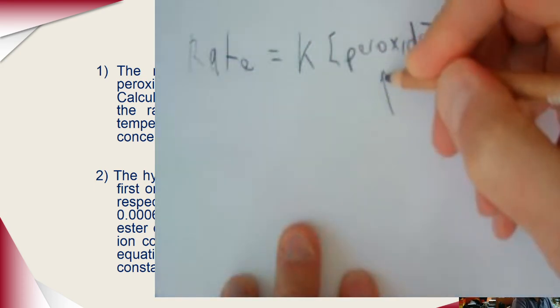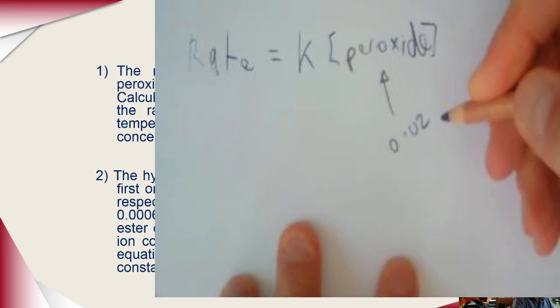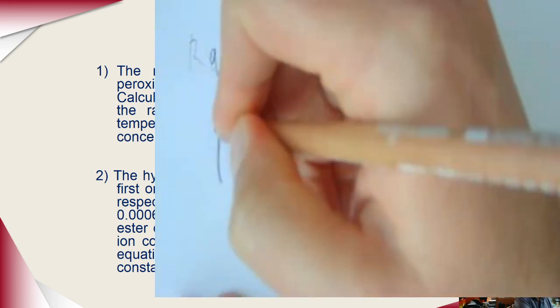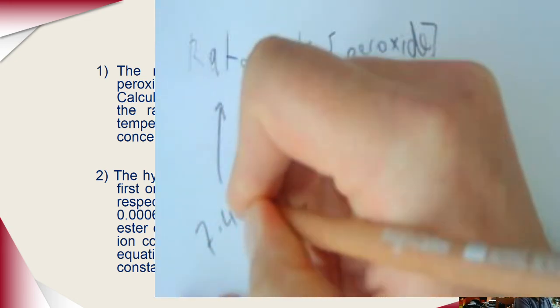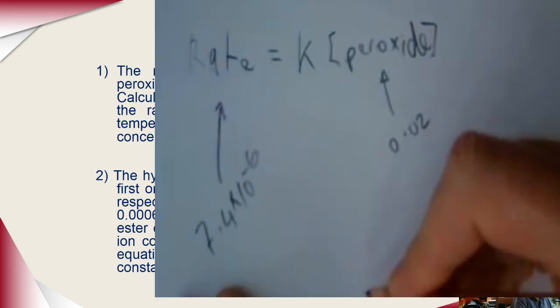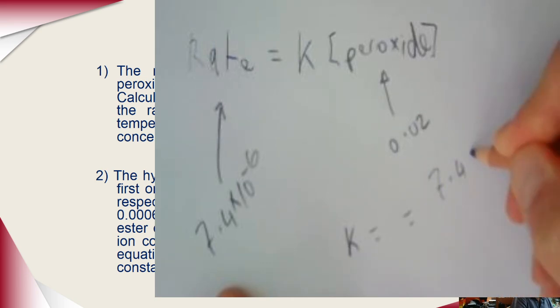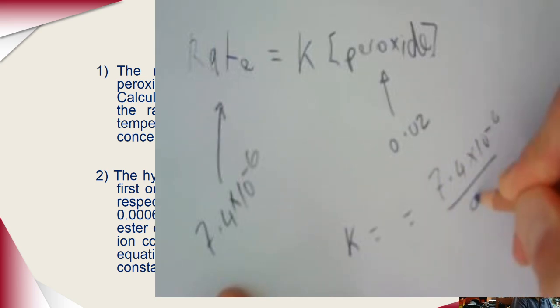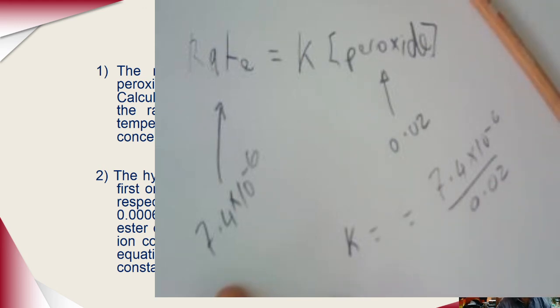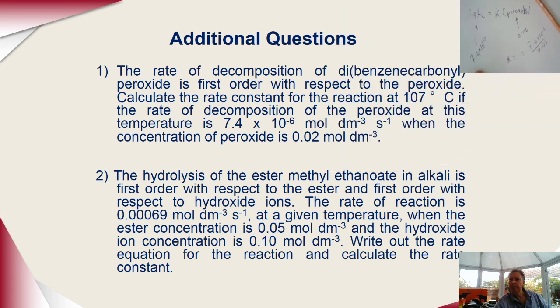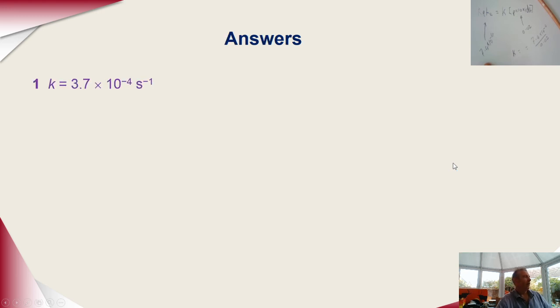Well, we know that the peroxide concentration is 0.02 moles per decimeter cubed. We know that the rate of decomposition here is 7.4 times 10 to the minus 6. So to work out k, we need to do 7.4 times 10 to the minus 6 over 0.02. And that comes up with our answer, 3.17 times 10 to the minus 4.